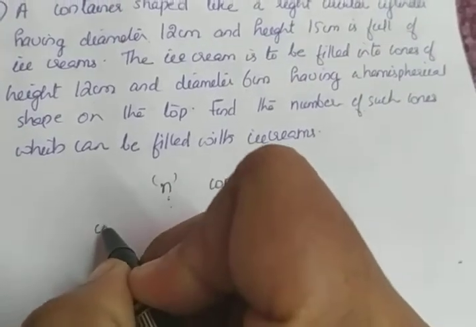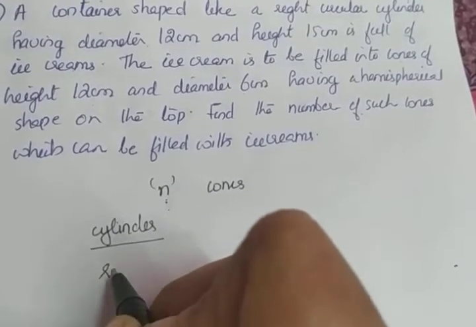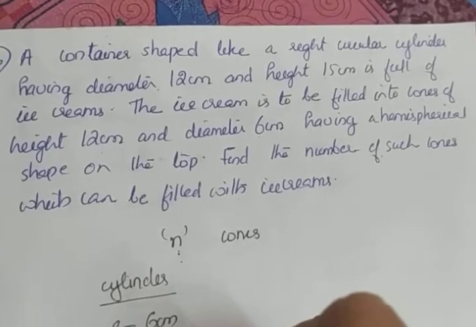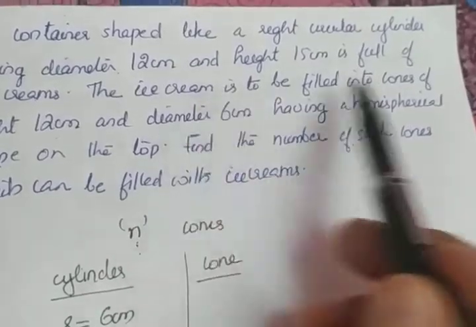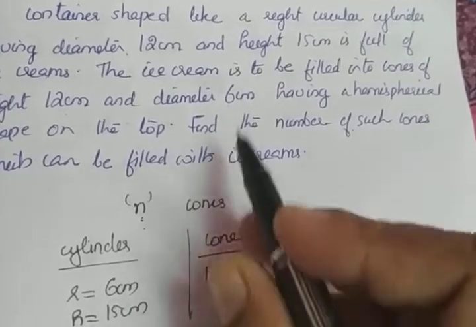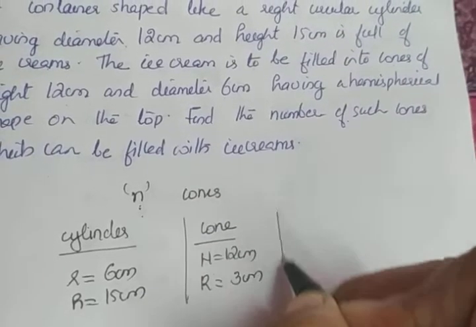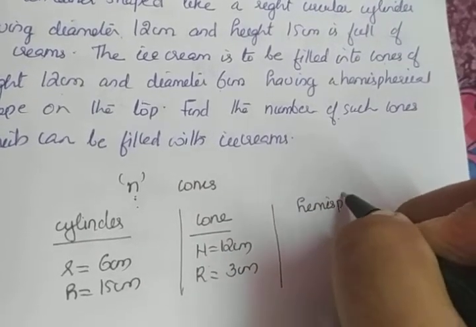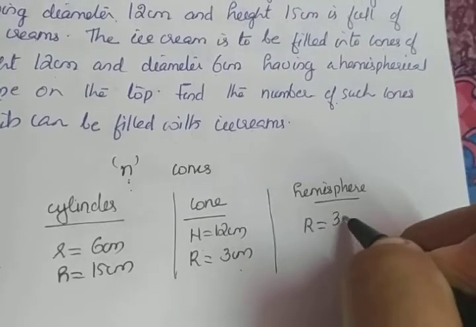So here there are actually 3 shapes. One is the cylinder in which the ice creams are there. Its radius will be 12 by 2, which is 6 centimeter. Height is given 15 centimeter. Second one is a conical shape. For the cone, height is given as 12 centimeter. Diameter is given as 6 centimeter. Then the radius, let it be 6 by 2, 3 centimeter. And there is one more shape, isn't it? Hemisphere. The hemisphere is on top of the cone, so the radius of the hemisphere will be equal to the radius of the cone, which is 3 centimeter.